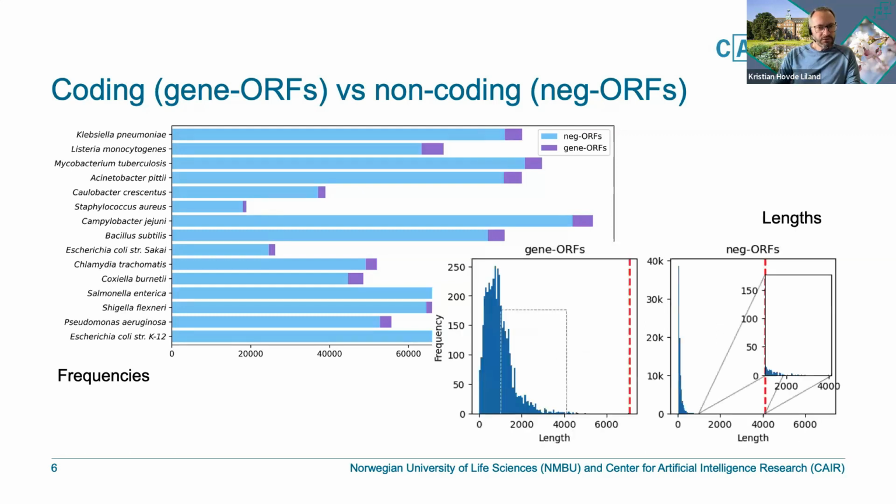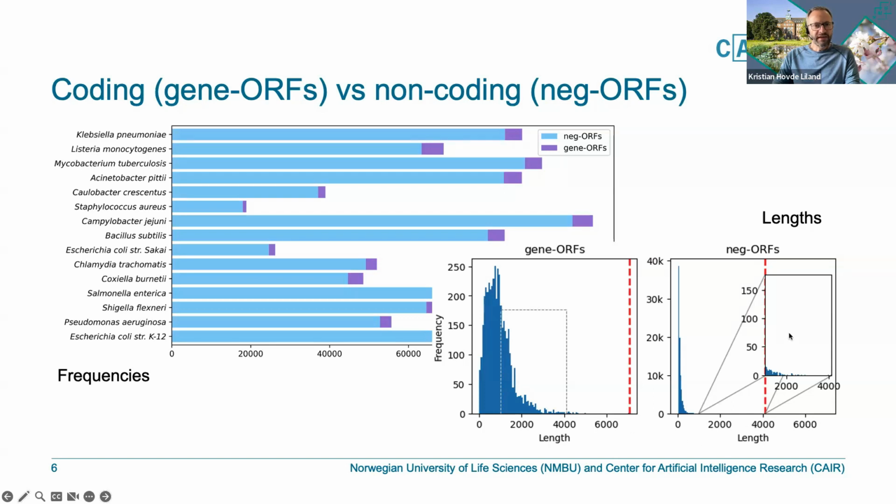See if I can get the next one. Yeah, there it is. If you look at the distributions of these ORFs, they are also very different. So the gene ORFs, the ones on the left-hand side here, they are the ones that are coding, and we see that there's quite a few of them that are from 1,000 bases long and up to around 4,000 bases. And then there's very few going further on. The data behind this one is from just one of these bacteria.